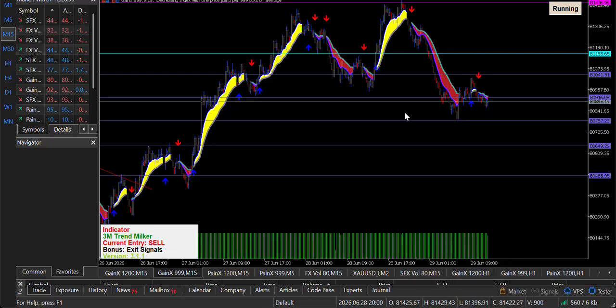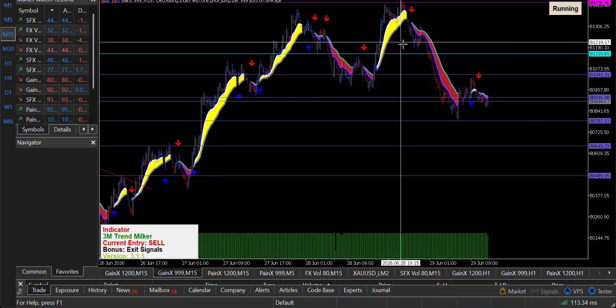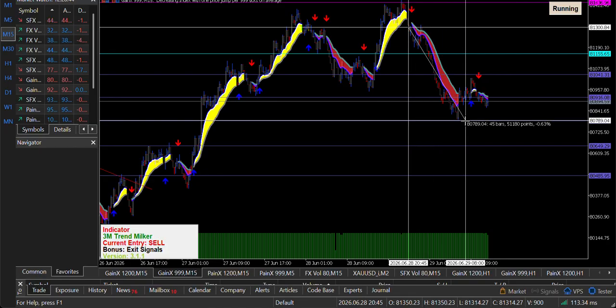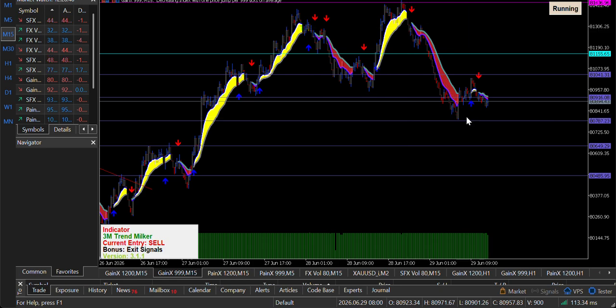The first thing is to identify the current trend of the chart right now. The current trend of the market for this particular asset, Gain X 999, is a downtrend. As you can see, it started right from here and it is at this point. So this is still selling right now, and I'm cool with that, because I jumped into it right from the beginning and it is still going down.